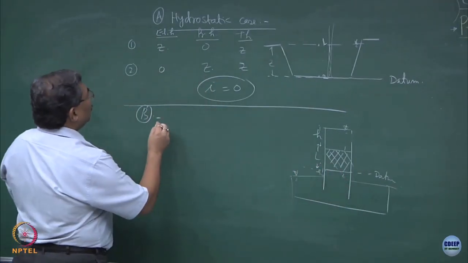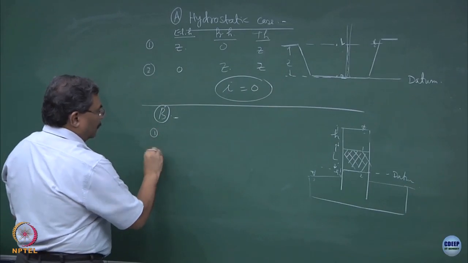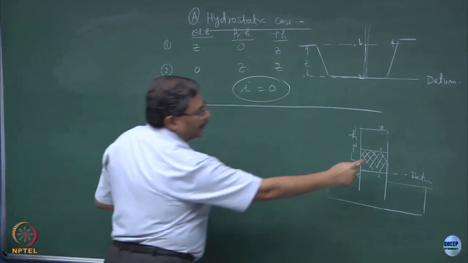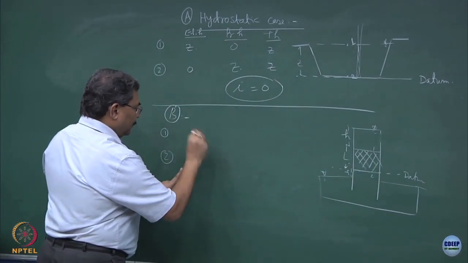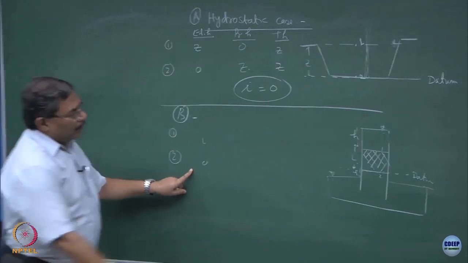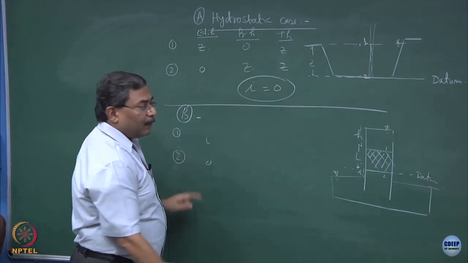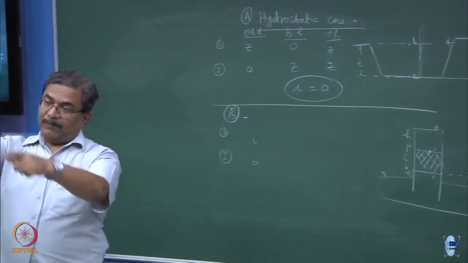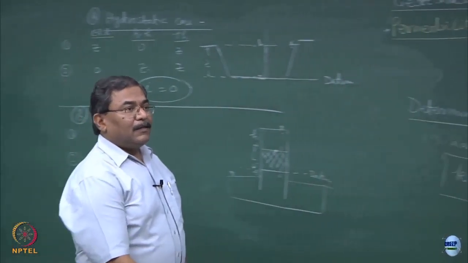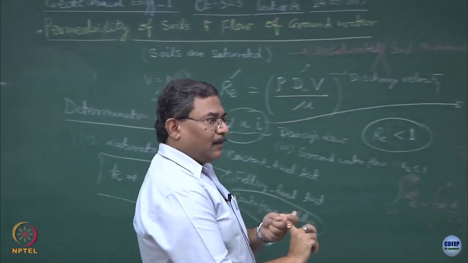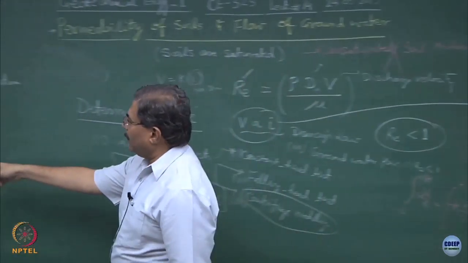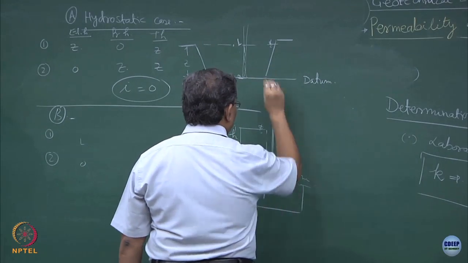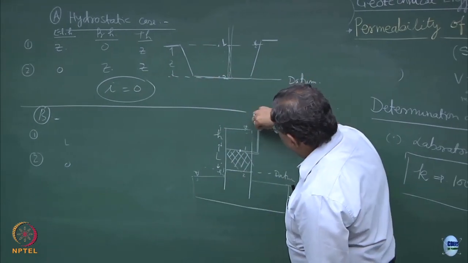At point 2, what is happening? What is the elevation head? 0. Point 1, this is L. What is the pressure head at point 1? How to compute pressure head? Please understand this, do it in your notebooks. So, use the piezometer, the small tube, fix it over here, up to where this will go. Fine, H height.